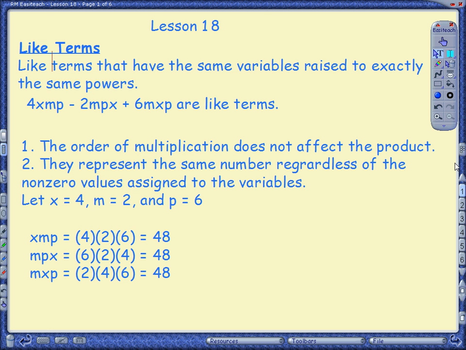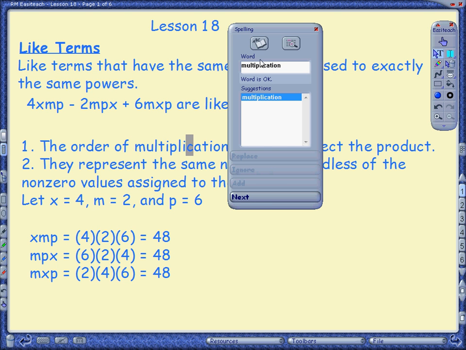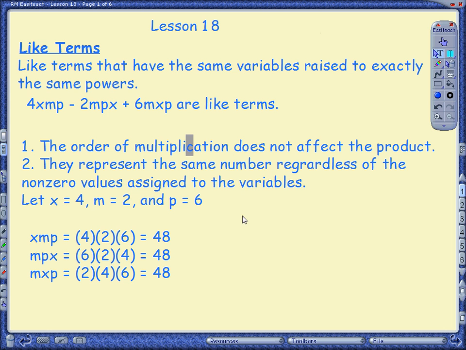So if we let, for instance, x equal 4, m equal 2, and p equal 6, we have xmp would be 4 times 2 times 6. 4 times 2 is 8. 8 times 6 is 48. mpx would be 6 times 2 times 4. 6 times 2 is 12. 12 times 4 is 48.